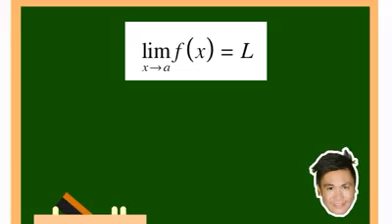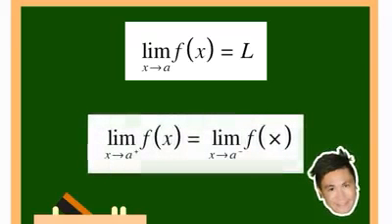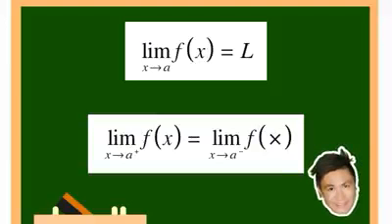If it satisfies both sides, that is, the limit of f of x as x approaches a from the right and the limit of f of x as x approaches a from the left are equal, we can say that the two-sided limit exists.